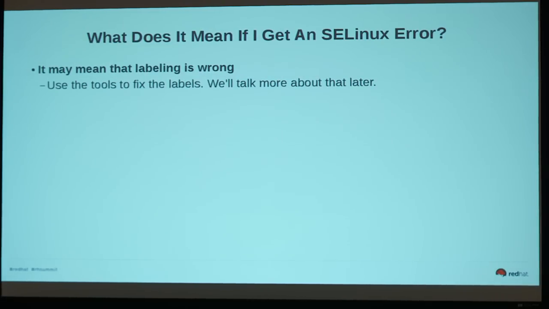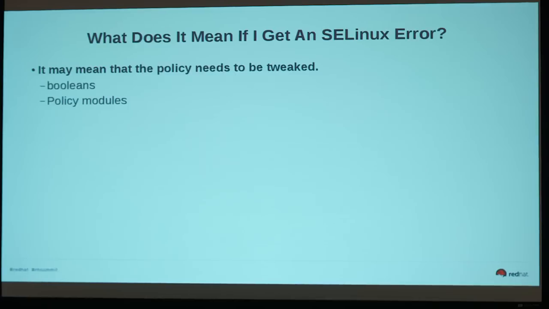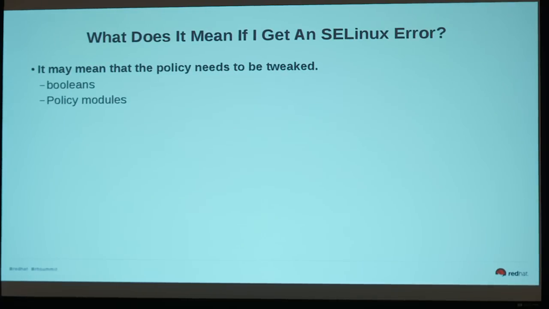It may mean that the labeling is wrong. This is the most common case. Something got mislabeled and you just got to fix it. It's super easy to fix, and I'll show you how in a little while. It could mean that the policy just needs to be tweaked. You're doing something that we have found over time that most users don't want to do, so we turn off that capability. You just need to turn it back on, for instance.